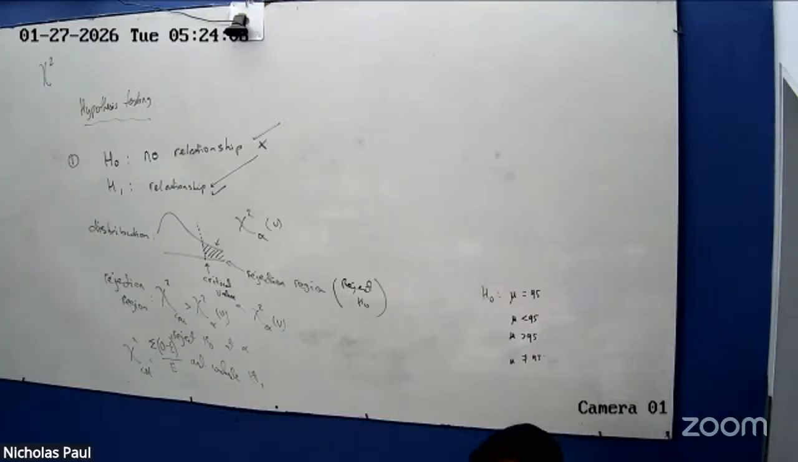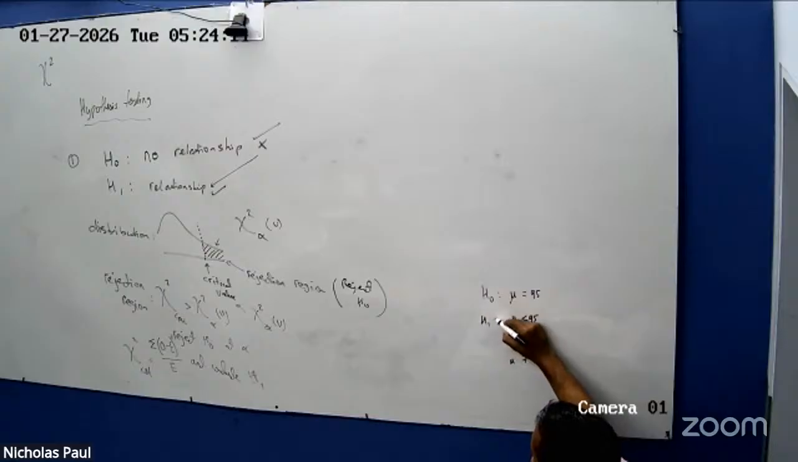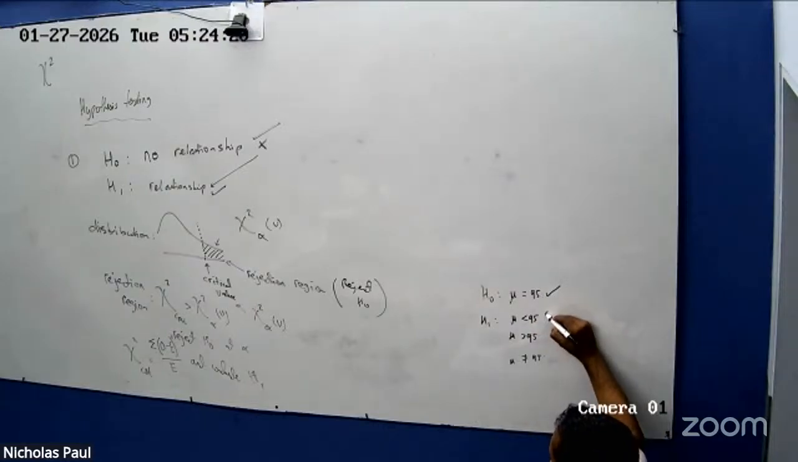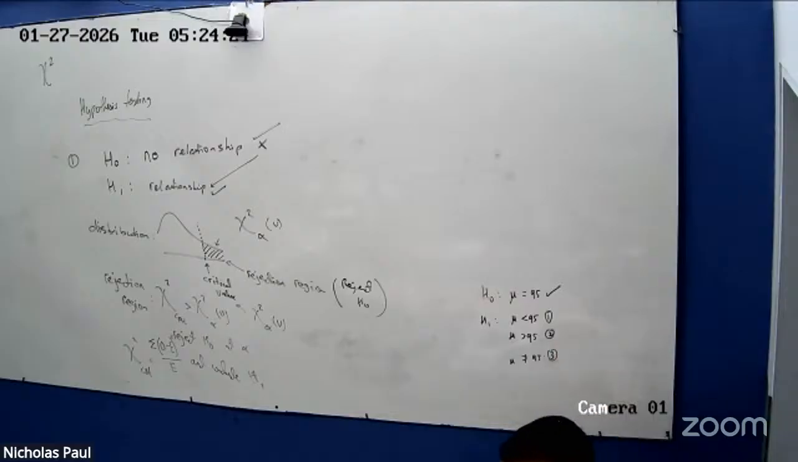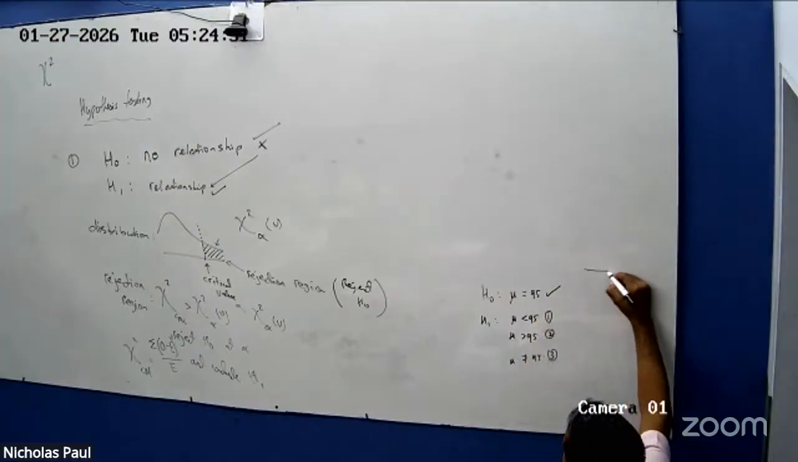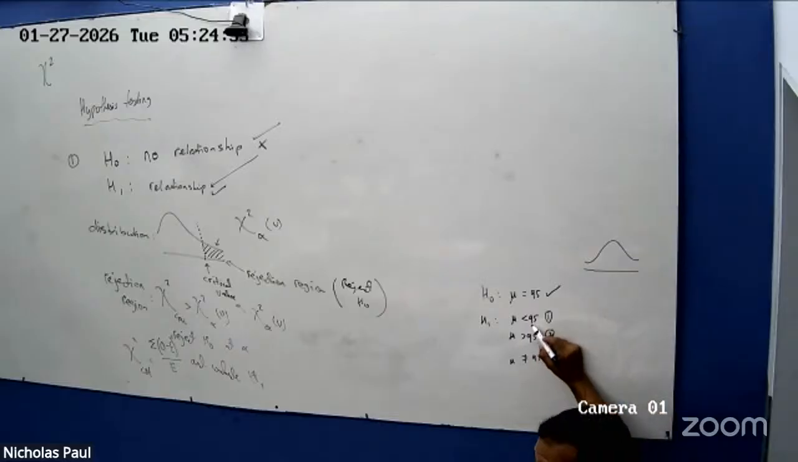If this is not true, then either this could be true, this could be true, or this could be true. So we have three options of tests that we can do. This is called a lower tail test. Here's why: you want to know if it's less than 95.